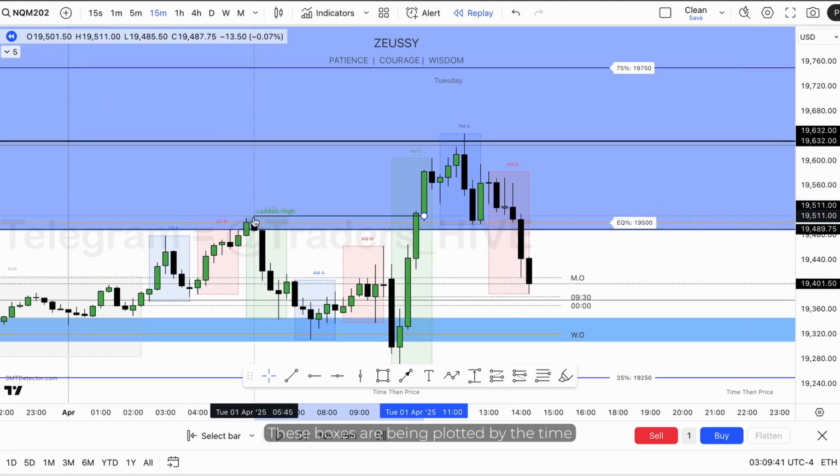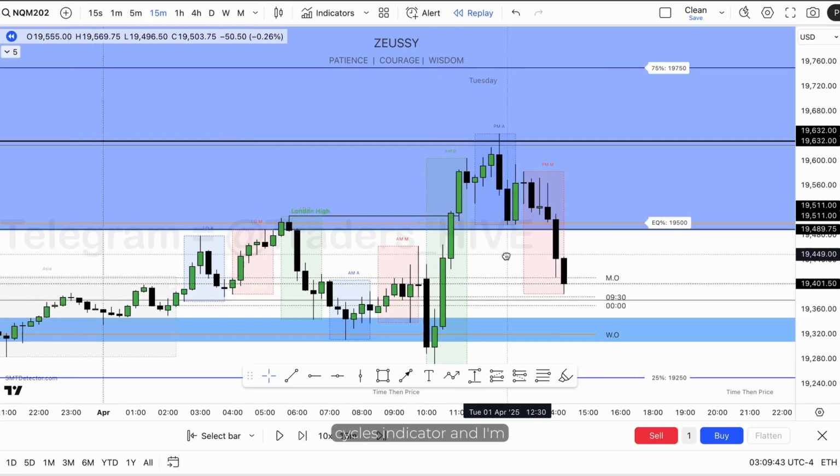These boxes are being plotted by the time cycles indicator, and I'm sure that the majority of you probably already have it on your screens. However, if you don't yet, go to the mentorship platform, go to resources, and you can find the time cycle indicator, the advanced price range indicator, and all the stuff which you need, which is an extra besides the educational content available here on the mentorship platform. I really suggest you make use of those resources.